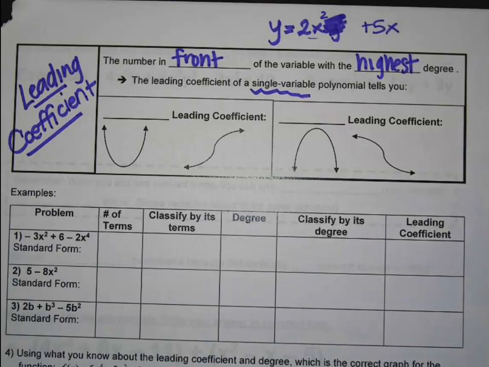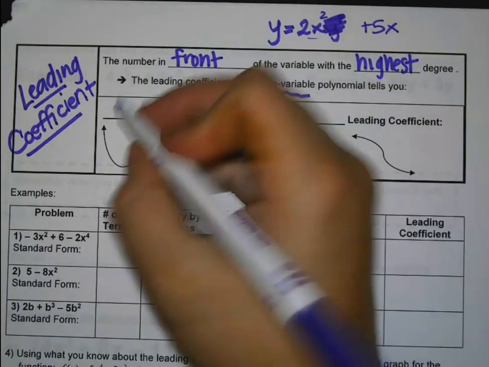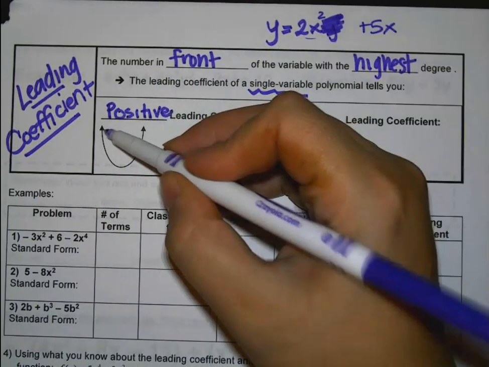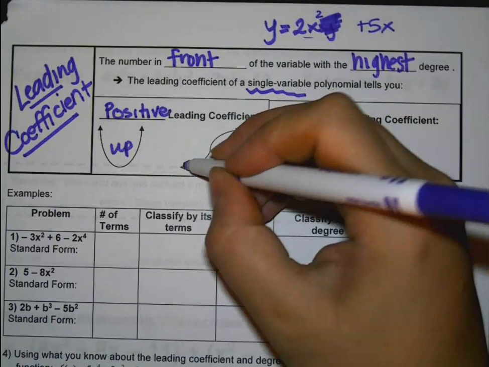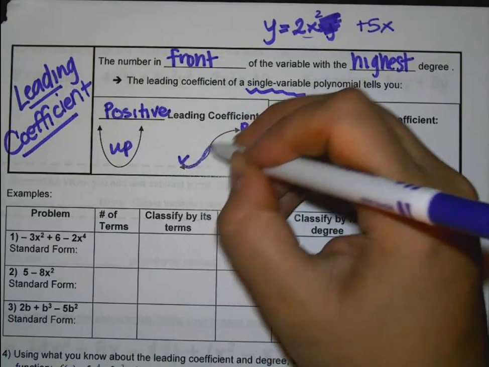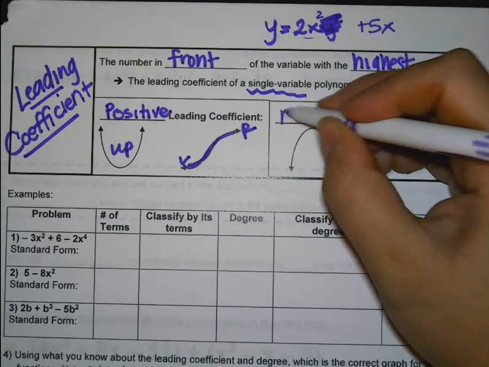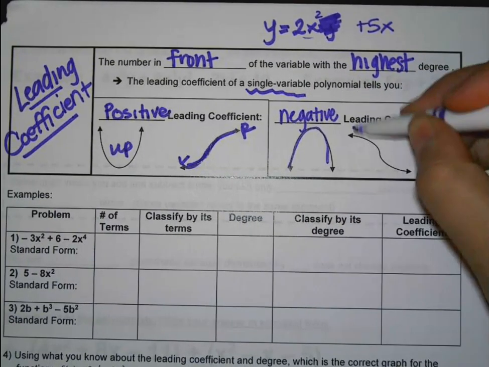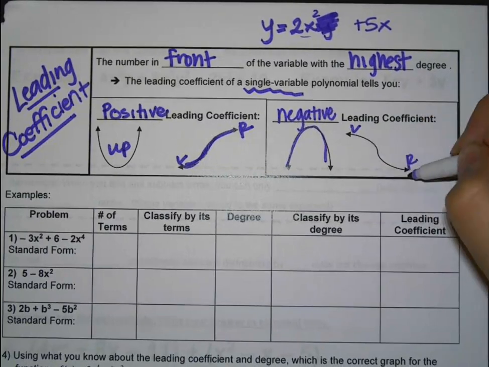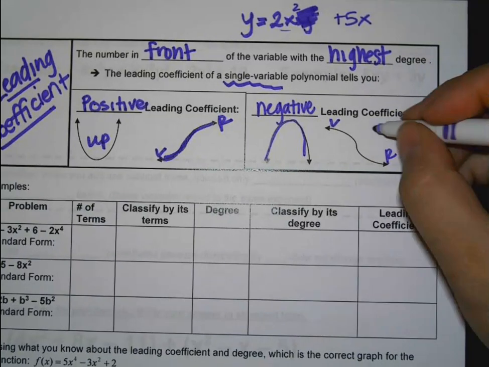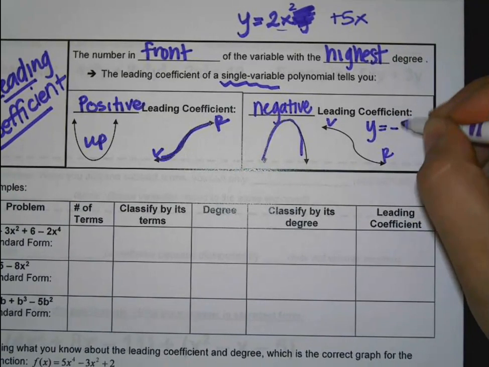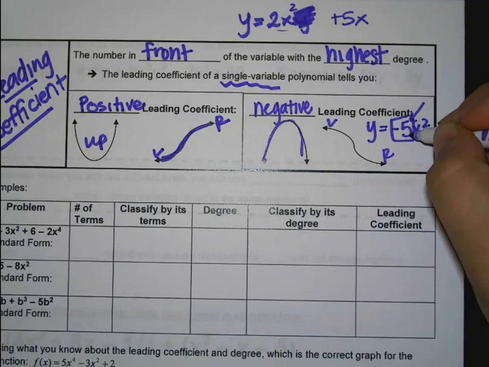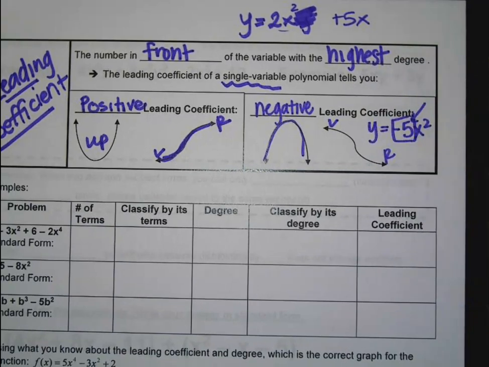If the leading coefficient is positive, then from left to right it goes upward. If the leading coefficient is negative, the graph will go downwards, so again, from left to right, it goes down. An example would be like this: the number in front here, when it's negative, it opens down and goes downward.